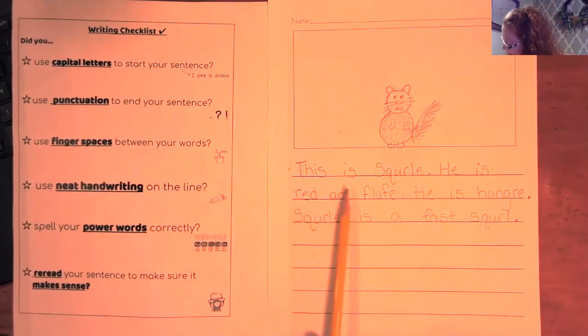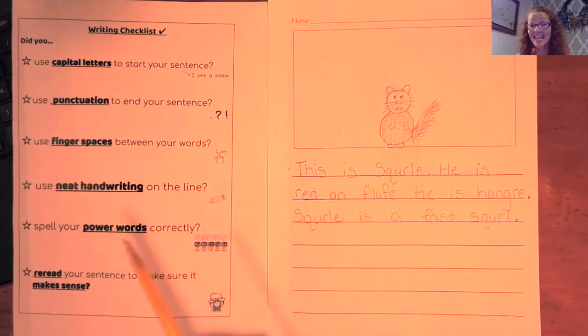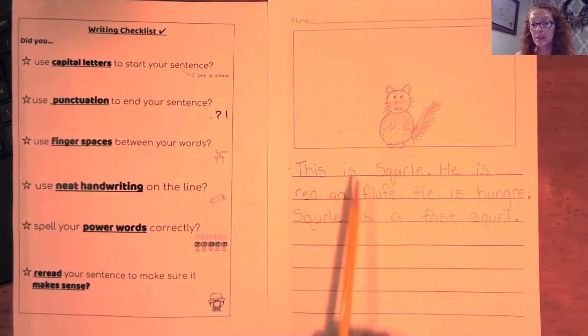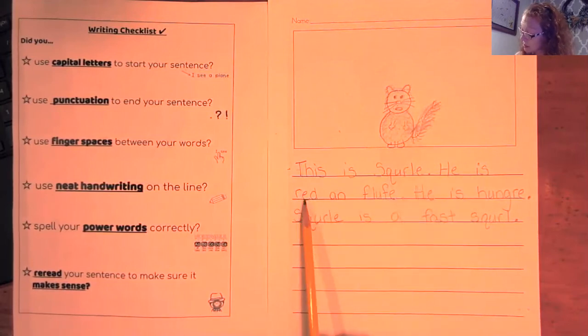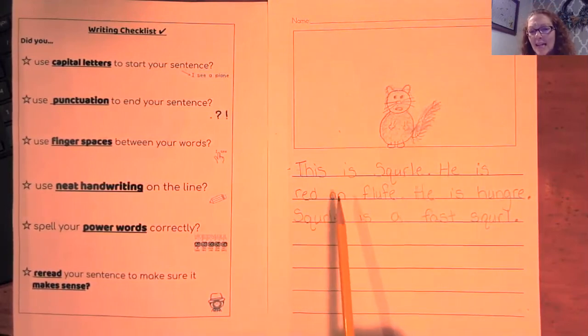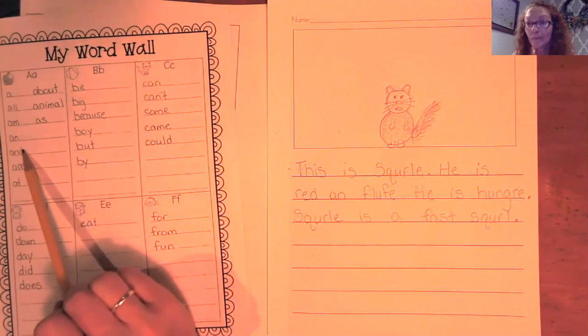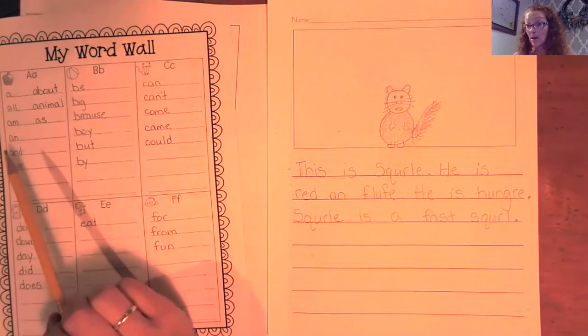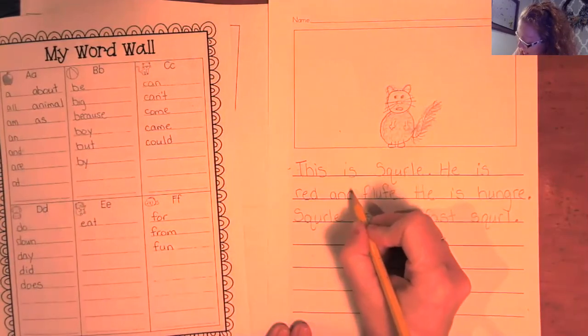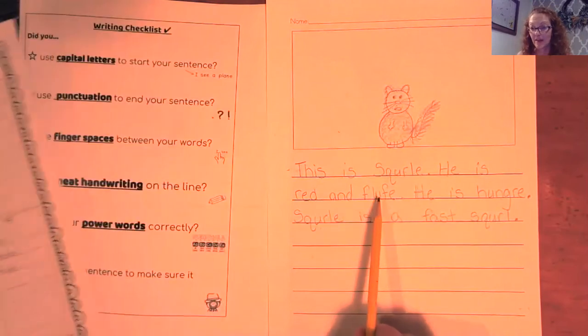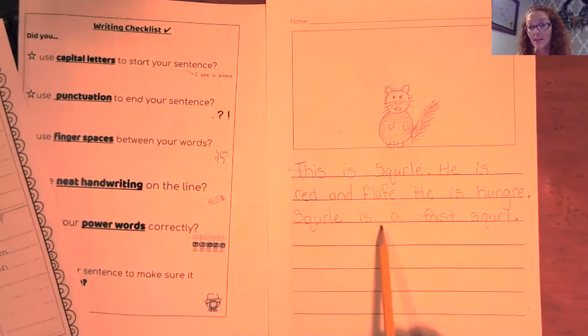Look carefully. I don't want any ghost letters. I think I'm good. Did I spell power words correctly? This and is. He is red and, oh, wait. This is and. Red and fluffy? I wanted and. Let me go back and check to make sure. And. Oh, I forgot the D. Whew, that was close. So I'm going to add my D in there to make sure it says and fluffy. E spelled right. Is an A. Yeah, a lot of is.